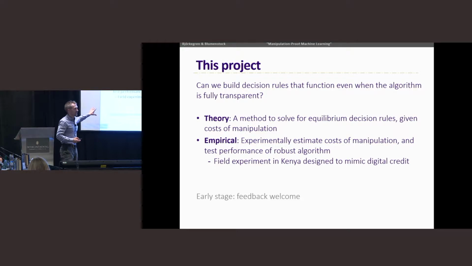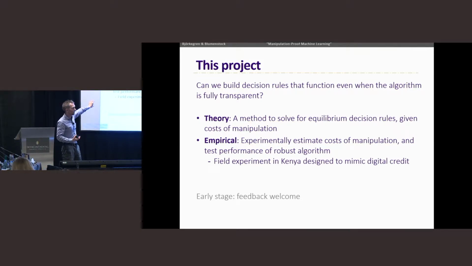This is a project that asks the question, can we build decision rules that function even when the algorithm is fully transparent? And to do that, we're going to develop a new theory, a method, which is going to solve for equilibrium decision rules, anticipating manipulation, given the costs of manipulation.